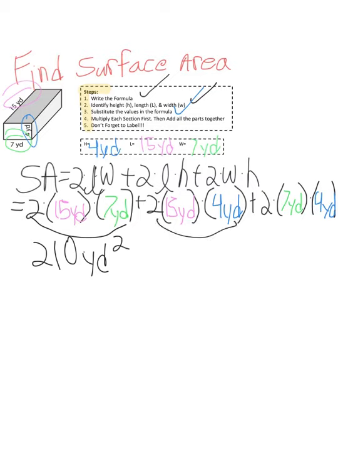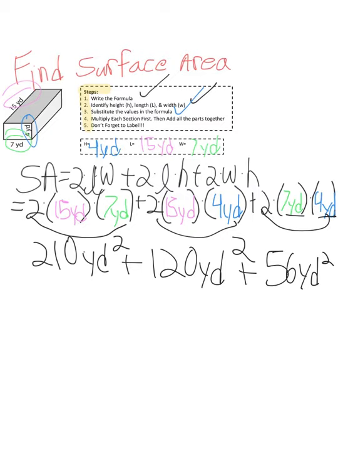And now we're going to multiply the second section. So it's 2 times 15 yards times 4 yards. So that will give me a total of 120 yards squared. And then we need to do the last section. We need to multiply everything together. What's 2 times 7 yards times 4 yards? That is going to give me a total of 56 yards squared. Because remember, yards times yards gives us yards squared.